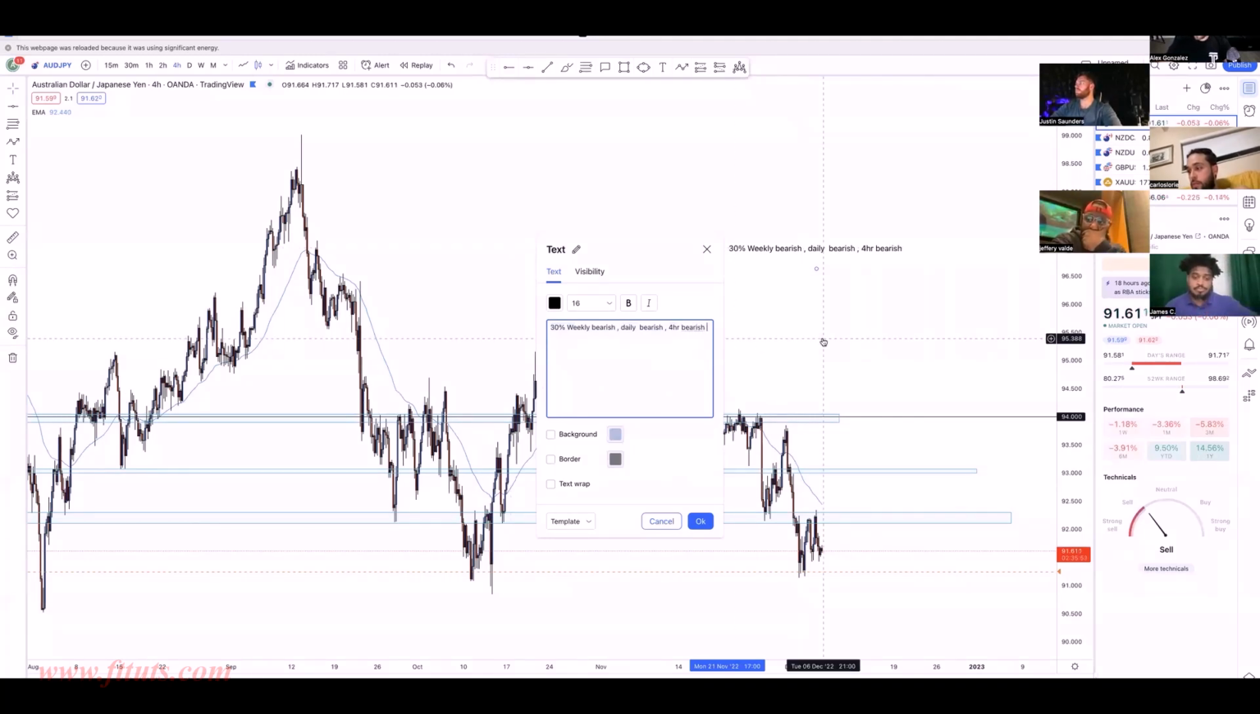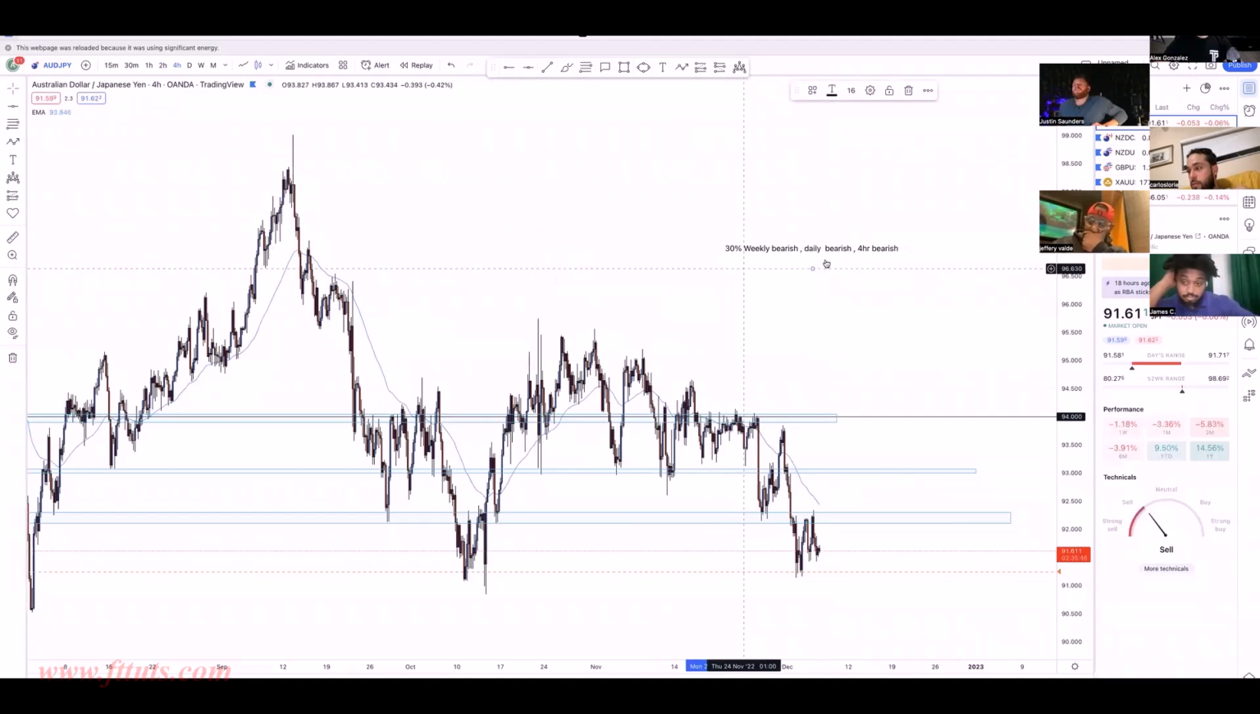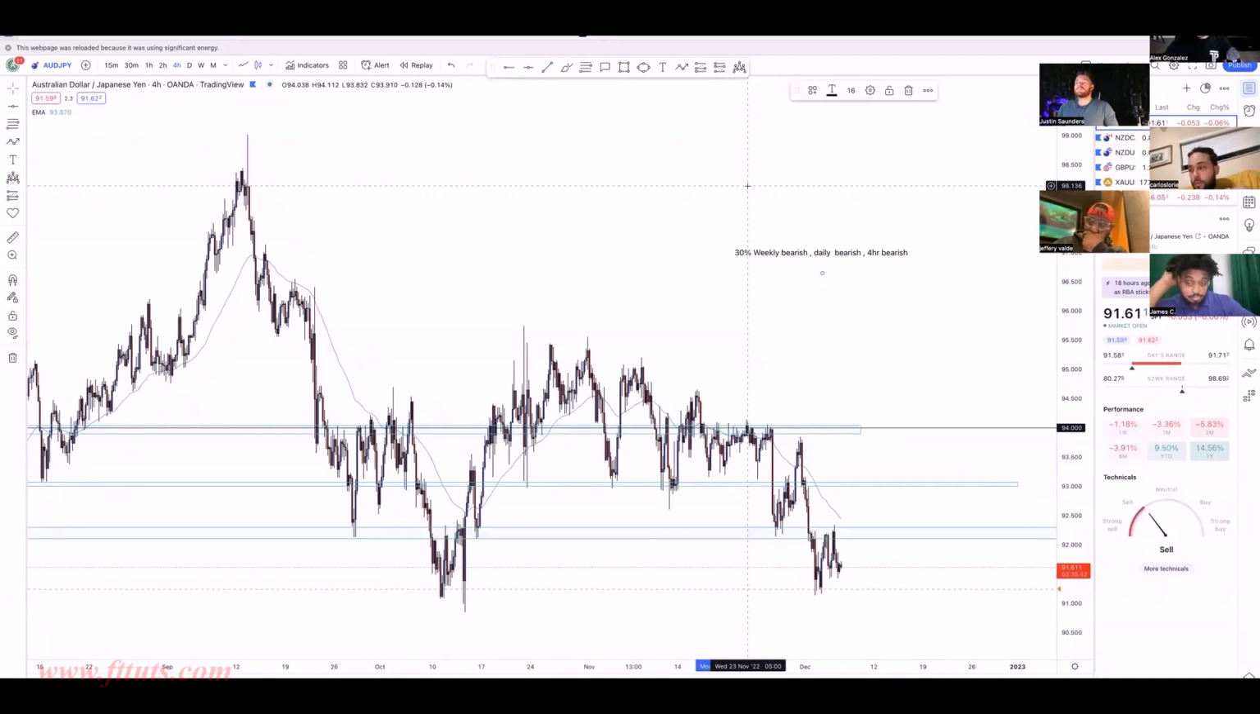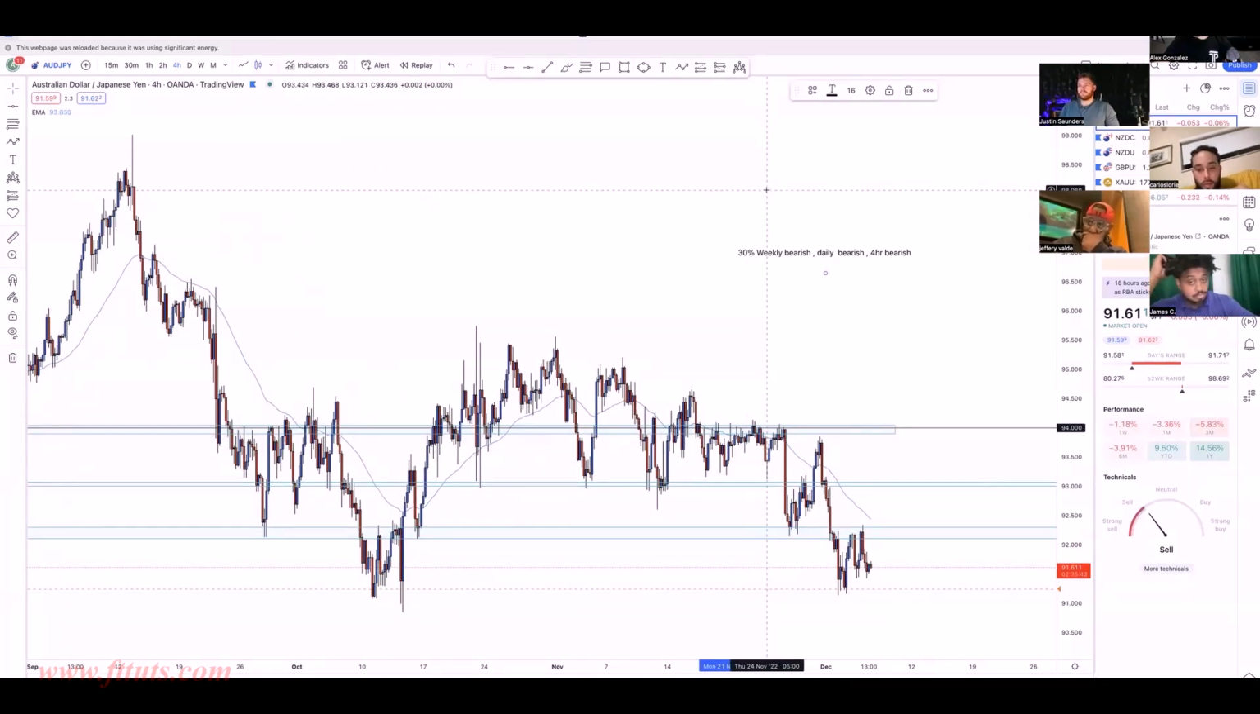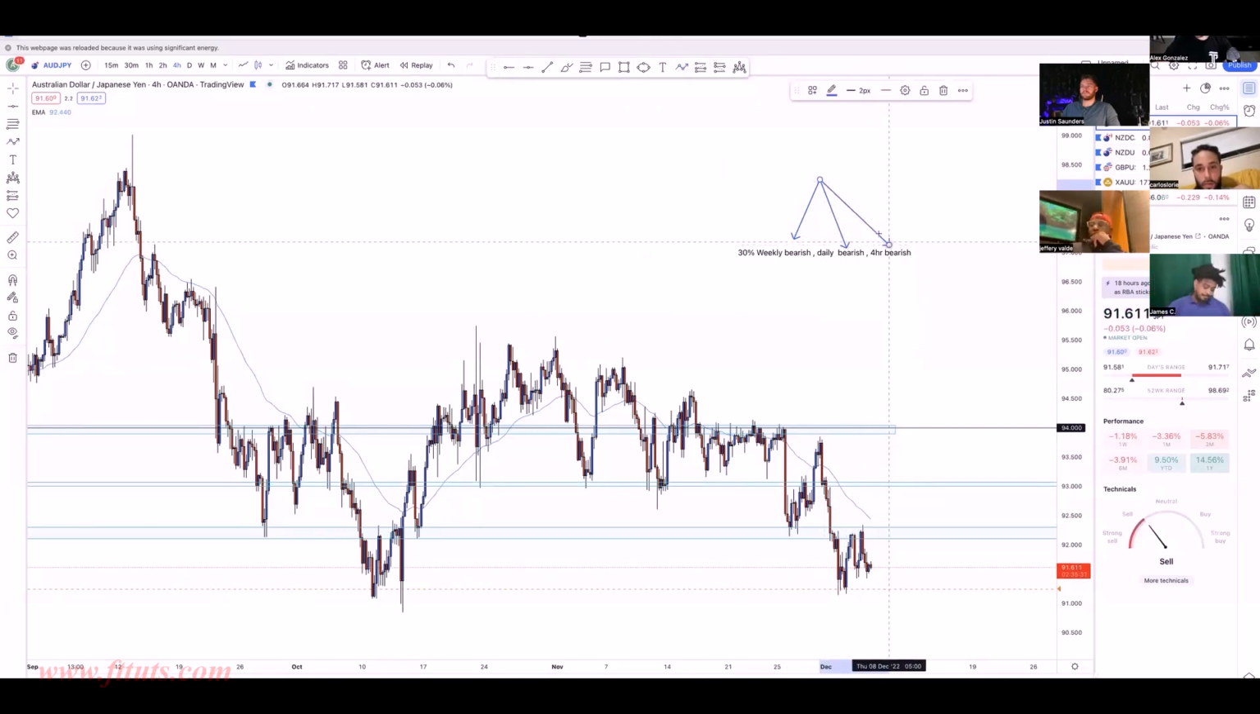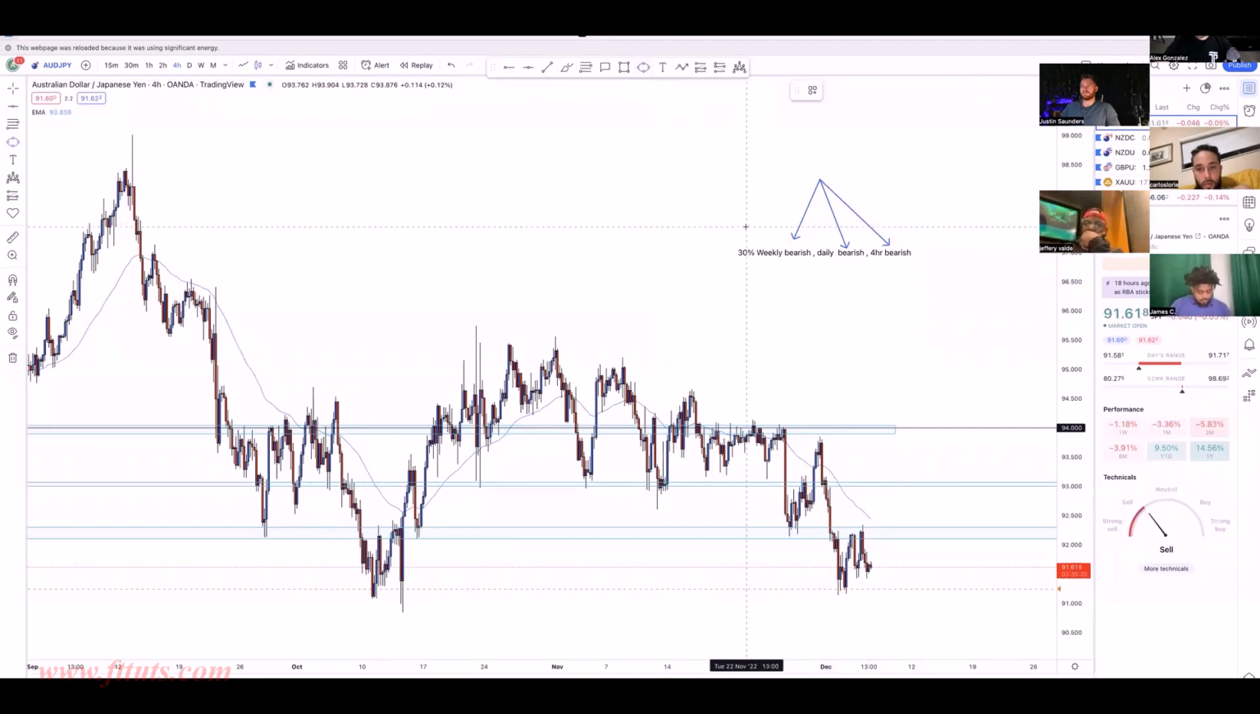All right, perfect. So this is where we would categorize this trade as a 30%, meaning as of right now, since we have the weekly bearish, we have the daily bearish, and we have the 4-hour bearish, this is now 30% towards your trade, which is pretty good to start because you already have a base.